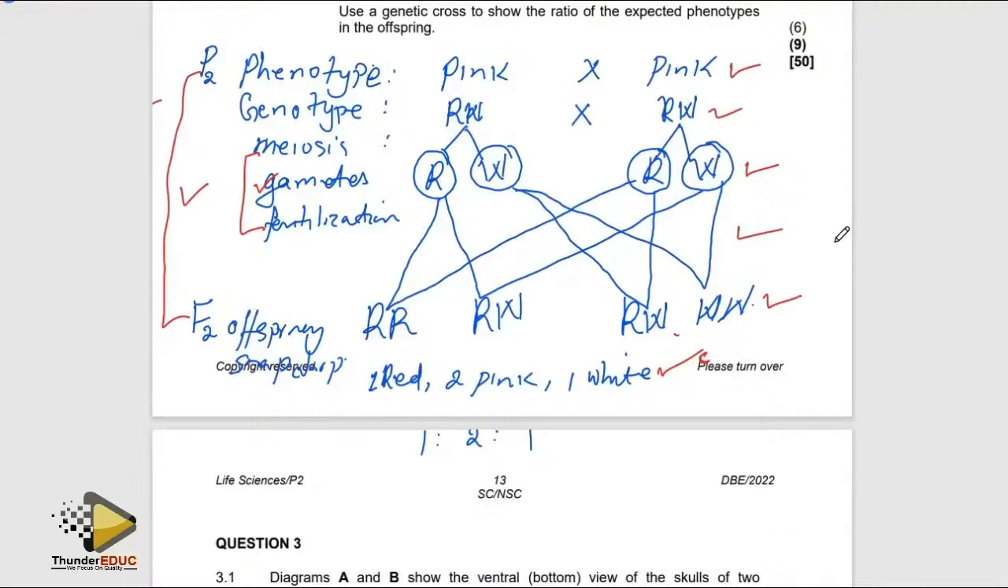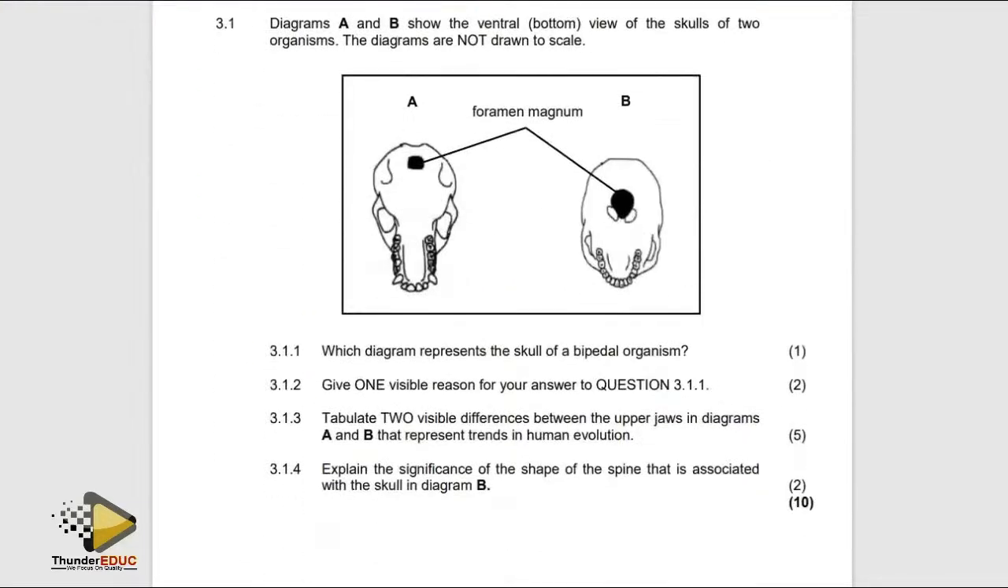This question is from the 2022 Department of Basic Education in CS. Another question is about evolution. Here they're saying that diagrams A and B show the ventral, that is the bottom side, of the skulls of two organisms. The diagrams are not drawn to scale, which means that's not their actual size. So now they are asking, which diagram represents the skull of a bipedal organism?